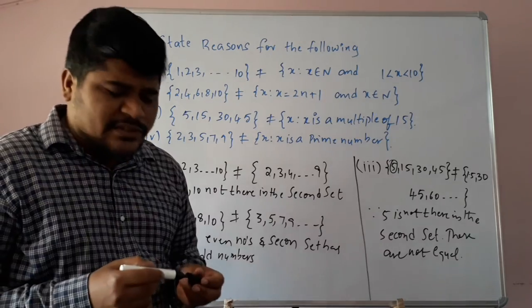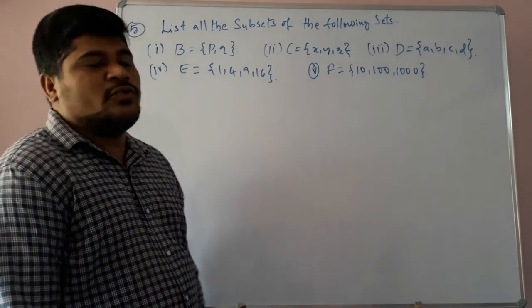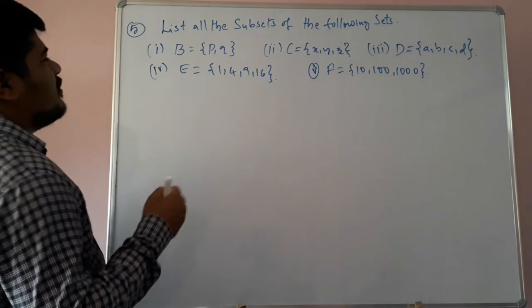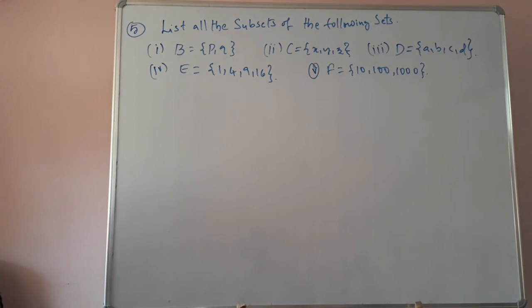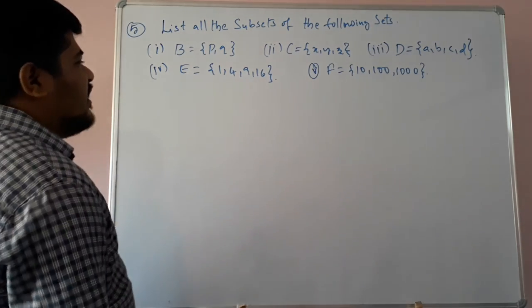Okay, now let's see the next problem, children. Now let's see problem number 5, and this is the last problem in exercise 2.3. List all the subsets of the following sets. Set B is equal to P comma Q, set C is equal to X comma Y comma Z, set D is equal to A B C D, set E is equal to 1 4 9 16, set F is equal to 10 100 and 1000.